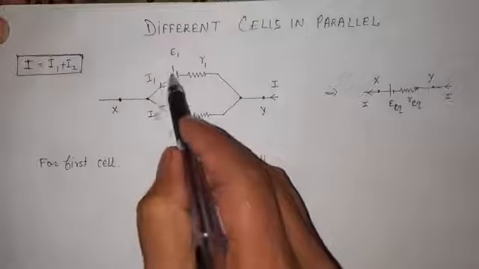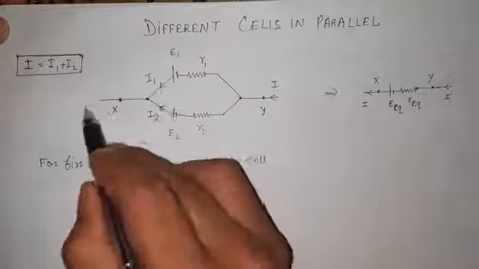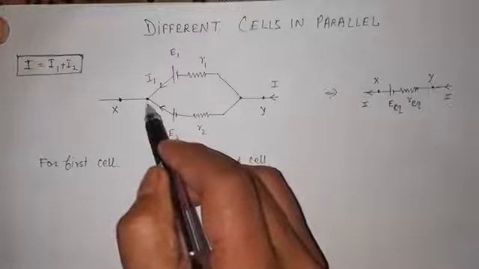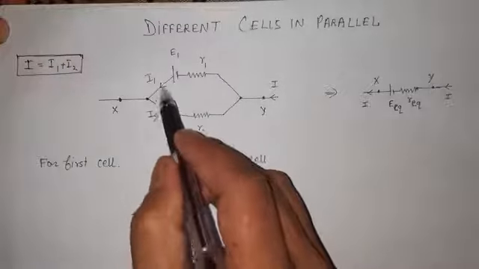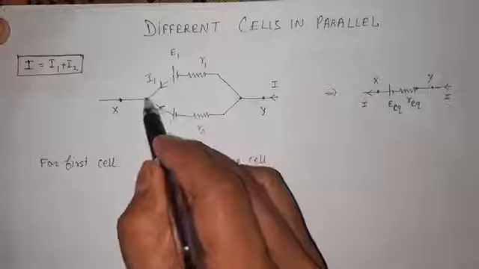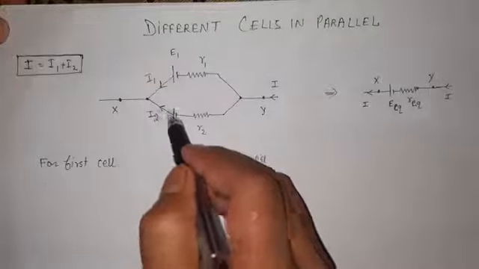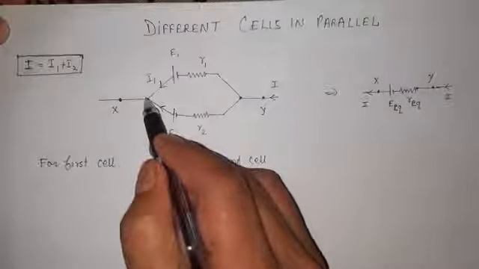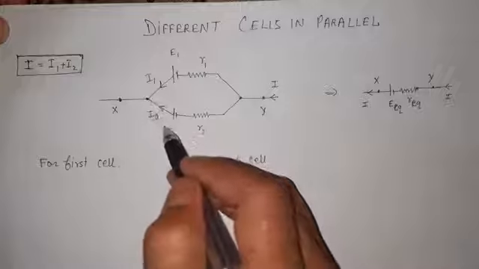Okay. Now when they are connected in the circuit, the current will be drawn from both of these cells. So let I1 be the current which is drawn from the E1 cell and I2 the current which is drawn from the E2 cell. ठीक है, तो फर्स्ट सेल से क्या आया I1 करंट, सेकंड सेल से क्या आया I2 करंट.